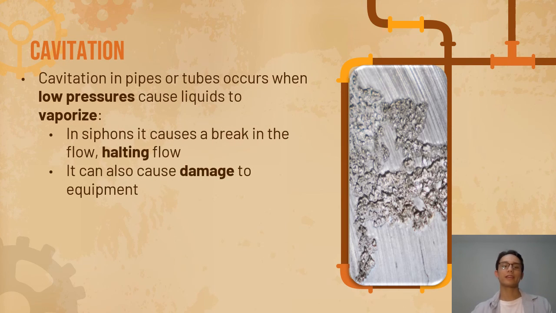And then also there's cavitation, which occurs whenever low pressures cause liquids to vaporize. And in siphons, of course, if there's vapor, that's a compressible gas, right? So that can halt the flow of the siphon because now there's all that gas there to expand and disrupt the flow. It can also cause damage to equipment because the turbulence and the bubbling of the vapor will cause extensive wear, tear, and corrosion onto equipment, like in this picture here.